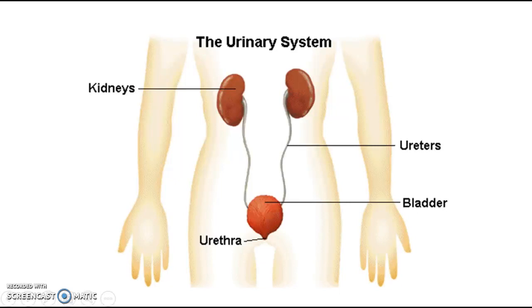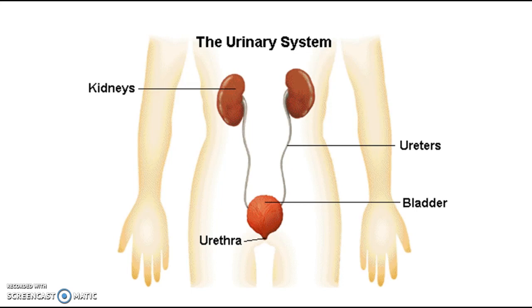Today we're going to be looking at the urinary system. The urinary system, as the name suggests, is the collection of organs used to form and remove urine from the body. The organs include the kidneys, ureters, bladder, and urethra. For our purposes in this course, we're going to be focusing primarily on the kidneys and what they do.